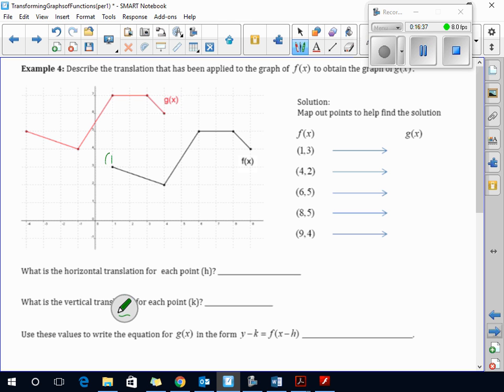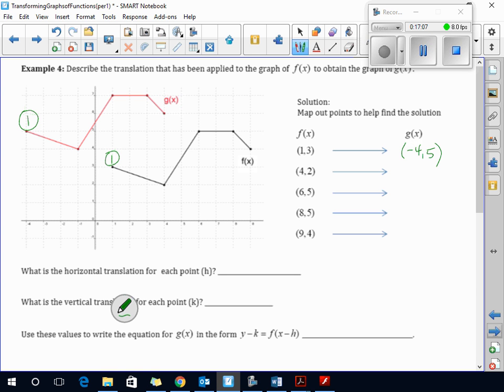Yes, -4, 5. And because you could see visually, this thing didn't get stretched at all. It just got shifted left and then up. So our first guess is it went from 1 to -4. It must have gone left how much? 5. And it went from 3 to 5. It must have gone up 2.